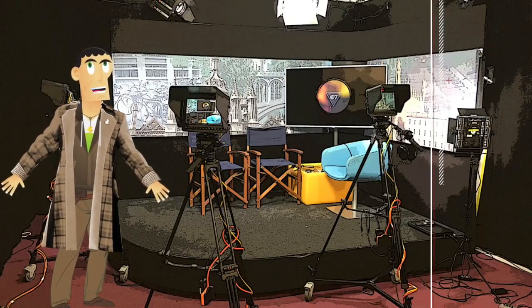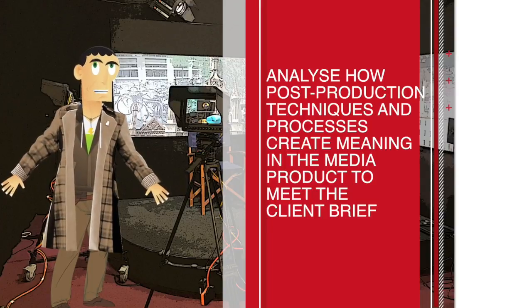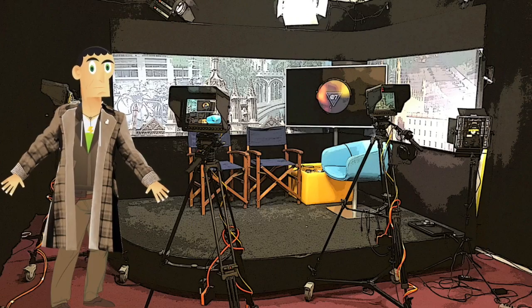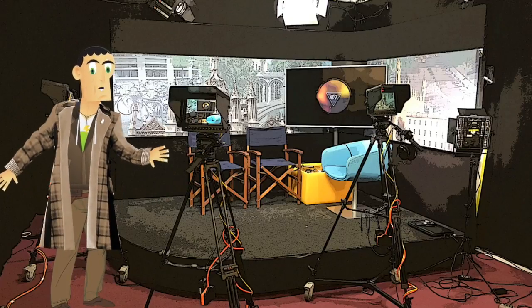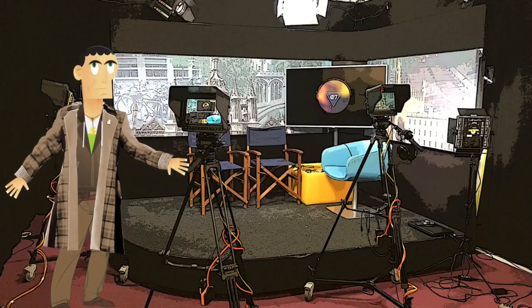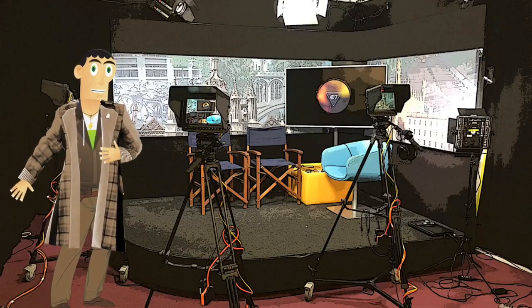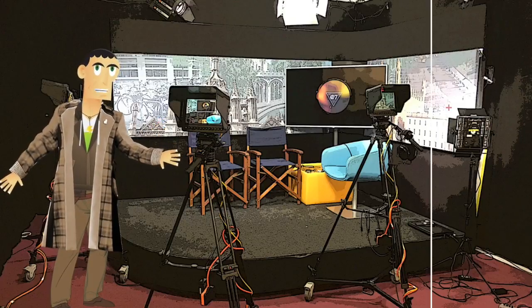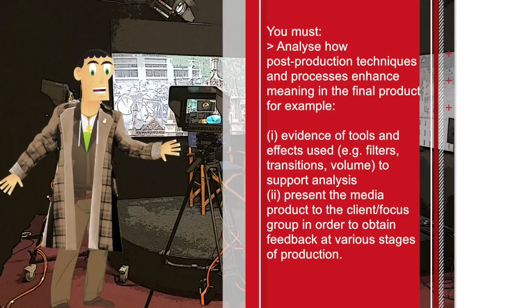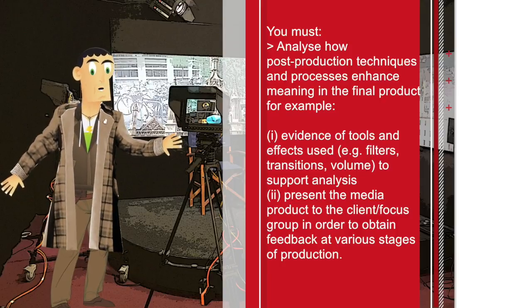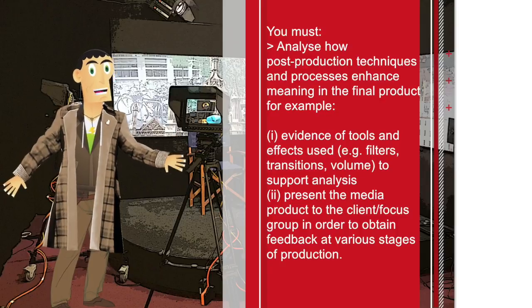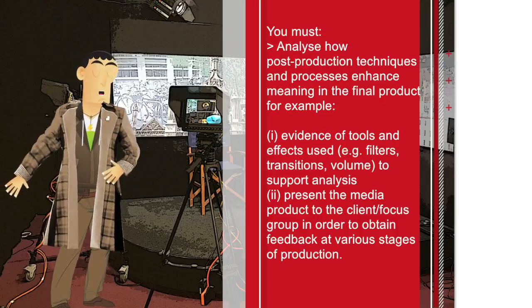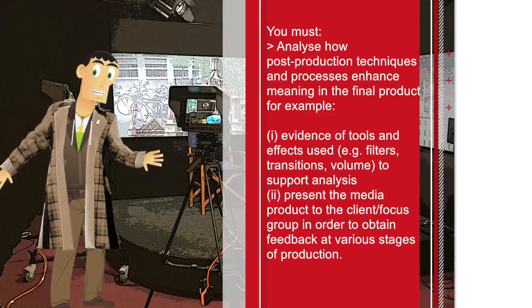And then you have 3 hours to complete the distinction, which is analyze how post-production techniques and processes create meaning in the media product to meet the client brief. So you're going to analyze how your editing created meaning. This must include reference to meeting the requirements of the client brief, and it must include specific post-production tools used to create meaning. So if you added graphics, for example, you might talk about how the graphics informed the audience of what it was that you were talking about. So you're going to analyze how post-production techniques and processes enhance meaning. You may talk about evidence of tools and effects, and you may talk about presenting the media product to a client or focus group in order to obtain feedback at various stages of the production. So you don't have to necessarily record more feedback here, it's about how you've used it.